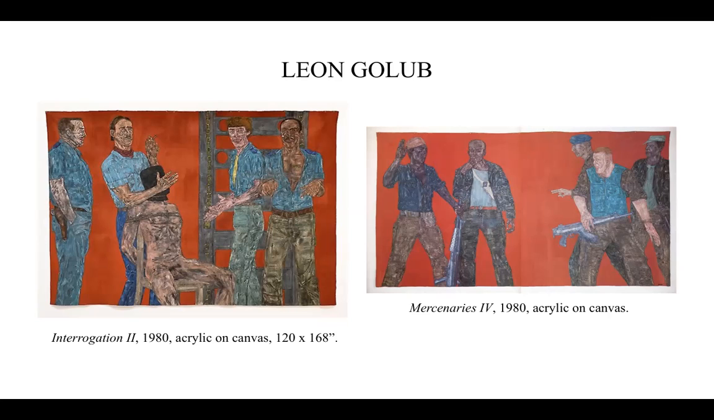Both of these works are done on huge, unstretched pieces of canvas. I think that the fact that the canvases are unstretched gives them a temporary quality, and it also emphasizes the protest nature of the pieces.